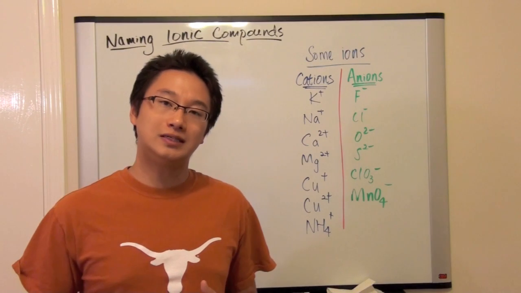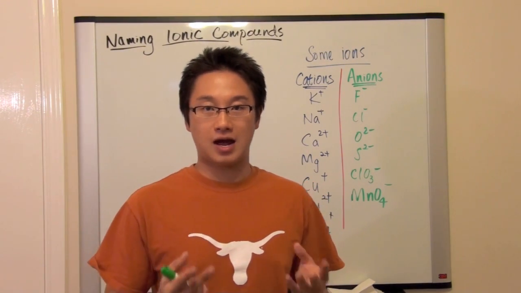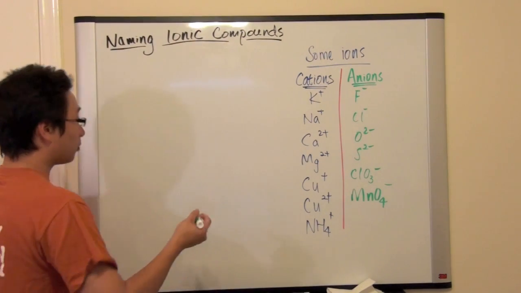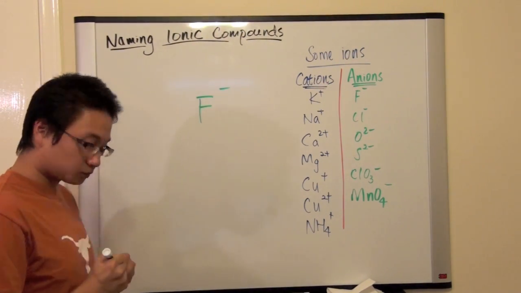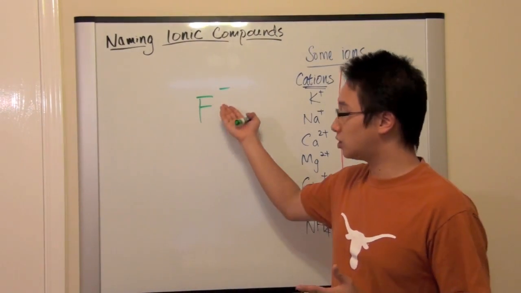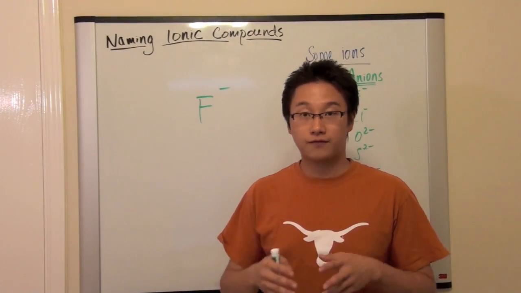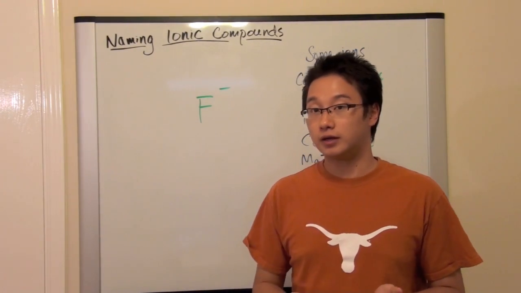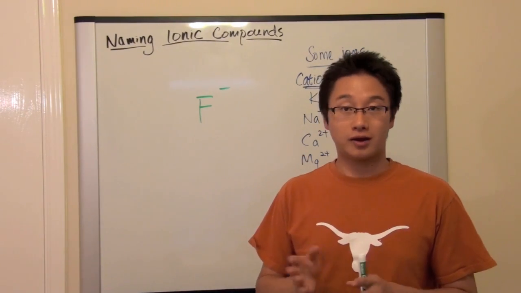But before we get into the detail of naming ionic compounds, let's look at the meaning of an ion. So I'm going to write this. Okay, so if you have learned all those ions, this is a fluoride ion. It is an ion of fluorine, and there's a charge, and this charge annotates that it is an ion.